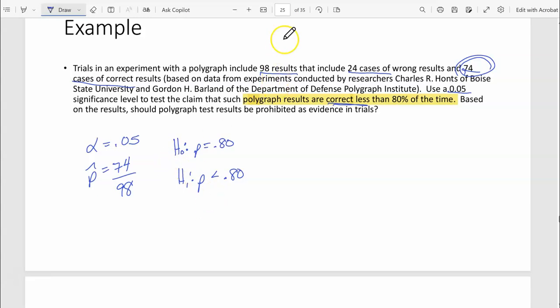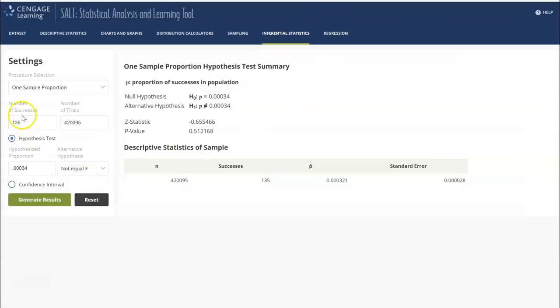So let's type everything in. We're going to go to StatCrunch. Number of successes is 74. Number of trials is 98. Hypothesized proportion is 80%, and this is a less than, which means a left-tailed test. Test statistic is negative, and our p-value is 0.1332.